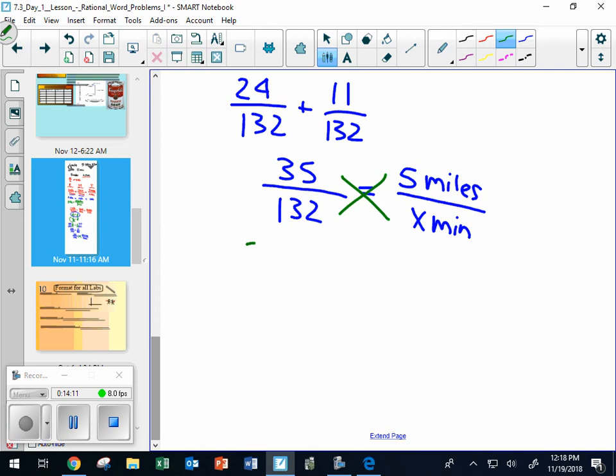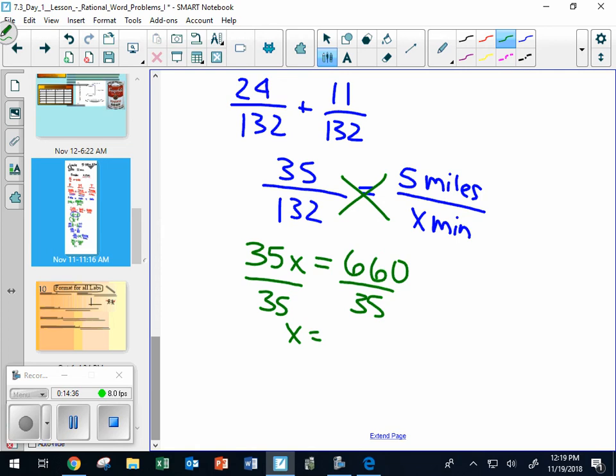If we cross multiply, we'll end up with 35x and 5 times 132. I have no idea what that is. I'm going to quickly type it in. Times 5. 660. And then, if we divide both sides by 35, we end up with 18.85 minutes, about.